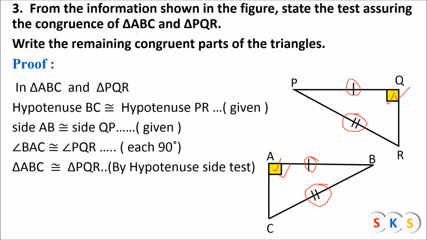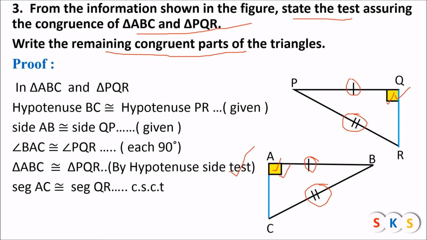And now you have to write the remaining congruent parts of the triangles. Parts means, you know that every triangle has 6 parts, 3 angles and 3 sides. Now we have to find out the remaining parts which are congruent in this figure. So here seg AC is congruent to seg QR, as they are sides of congruent triangles.